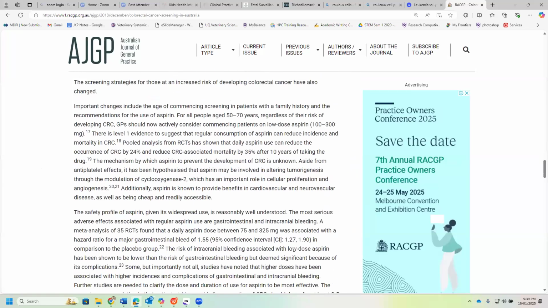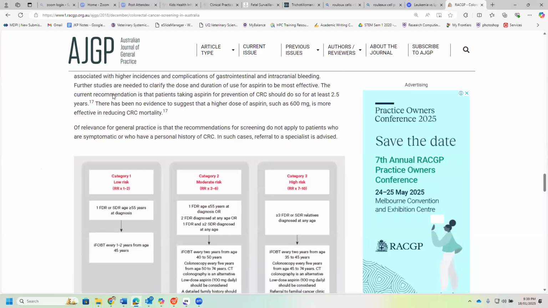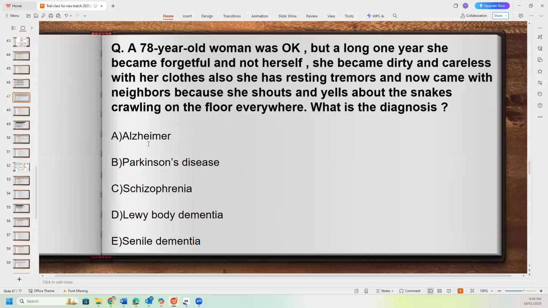All right. It's very important for you guys to remember the different screening guidelines because they are asked in exams frequently, especially cervical cancer, colorectal cancer, breast cancer. These are frequently asked in exams. So yes, from the Red Book. I would recommend you guys to please emphasize on that.